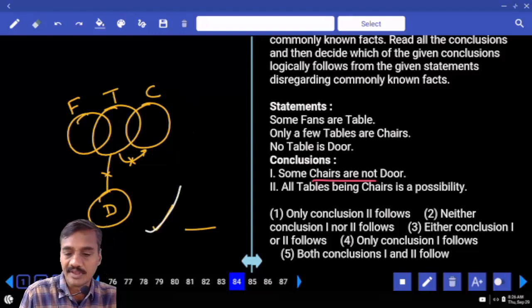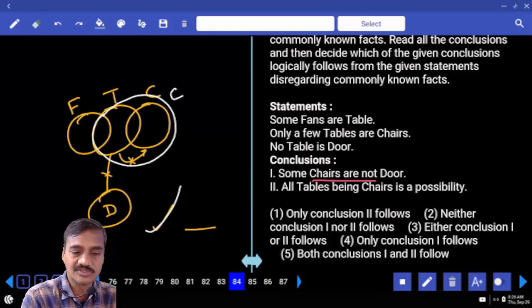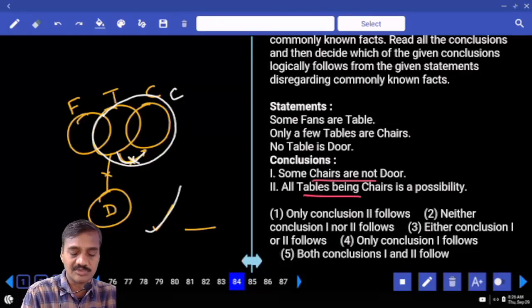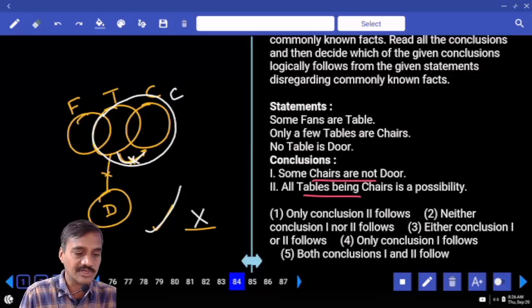And all tables are chairs is a possibility. If tables can be chairs, then how should the chair be drawn? The chair must be here. If you write down chair like this, this is the information we have: only some tables are chairs but not all. Which implies that all tables are chairs is not possible. Hence, what is your answer? Only 1. And it is choice for question number 84.